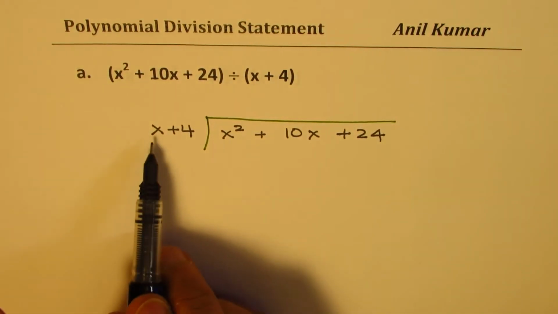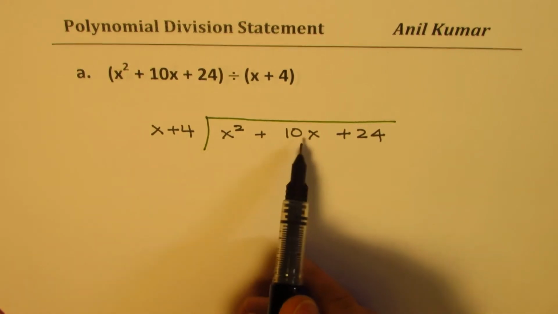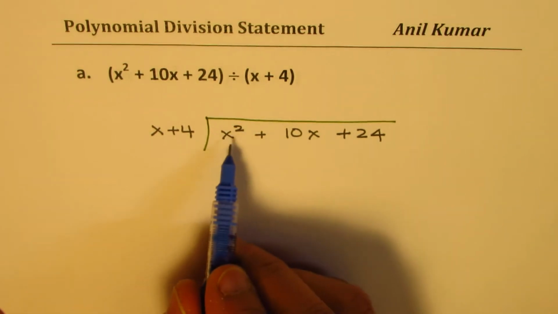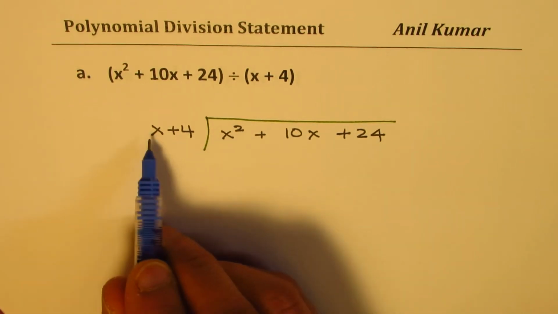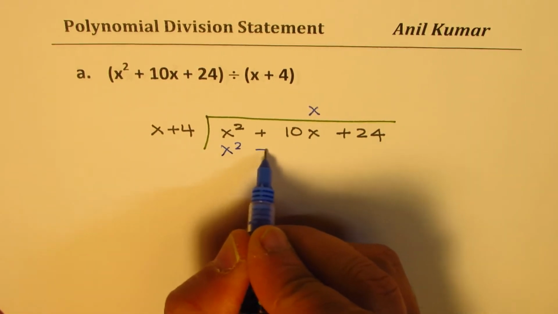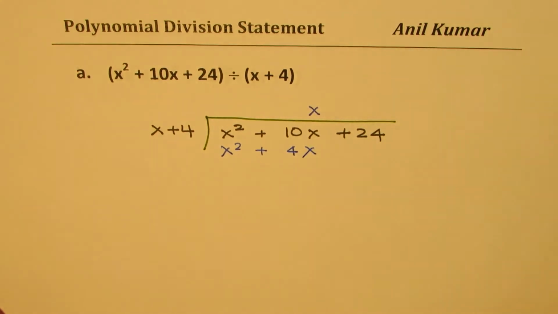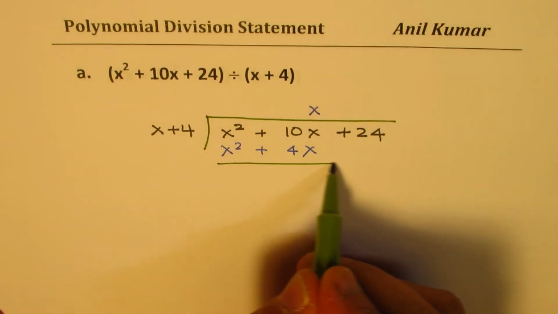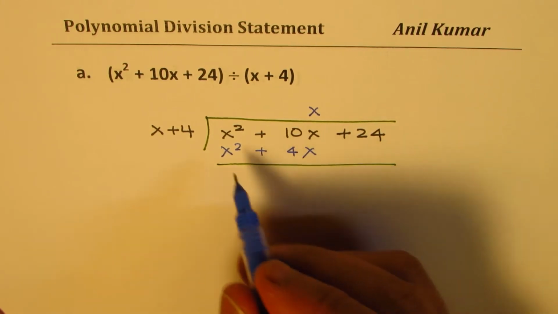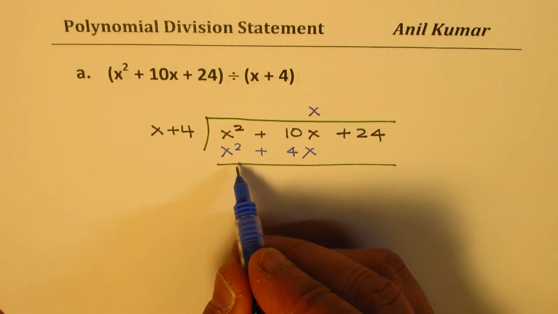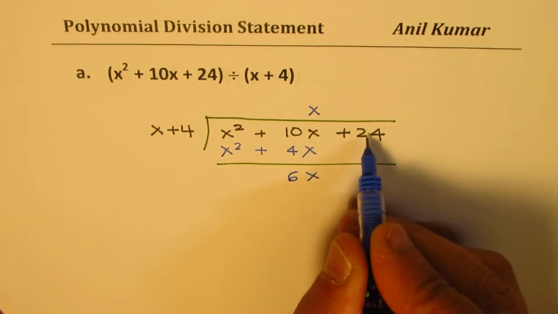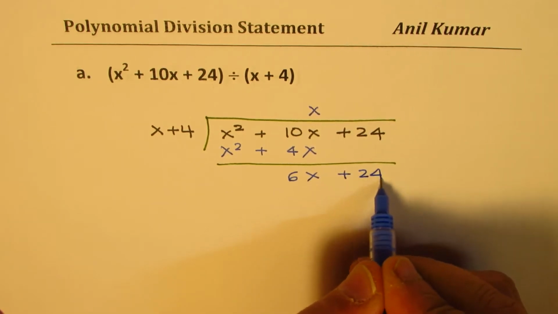To divide, since we have 2 terms, we will engage 2 terms, right? So x squared plus 10x, we have to ensure that x squared goes fully, so we have to multiply by x. X times x is x squared plus 4x. Now we need to take away, just as we do in division. When you take away x squared from x squared, you get 0. Here from 10x, if you take away 4x, you get 6x. Now bring down the next term, which is 24.